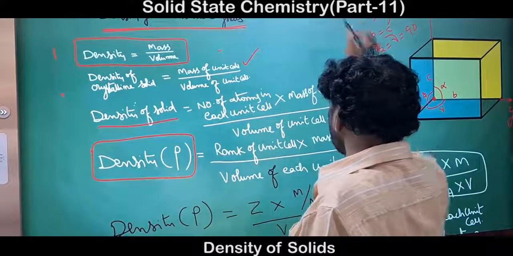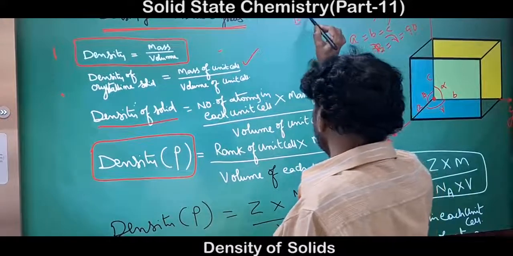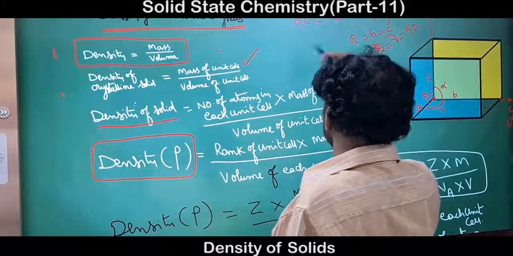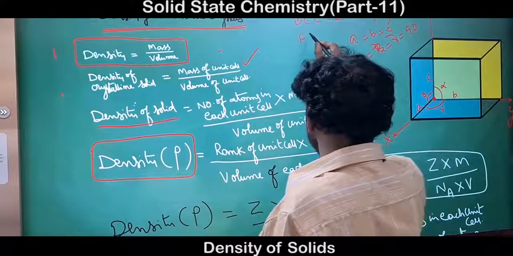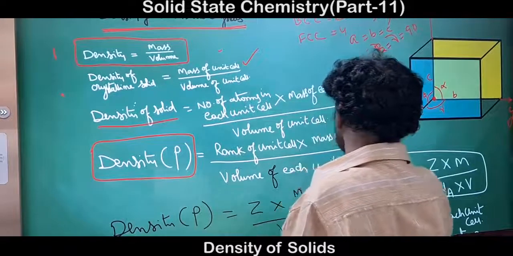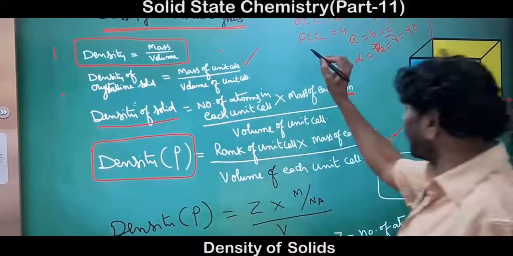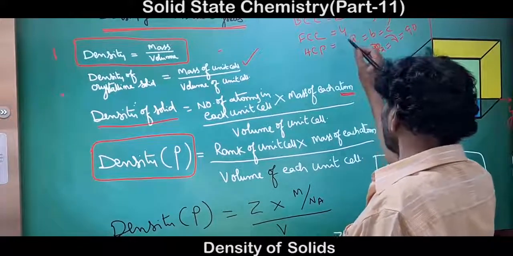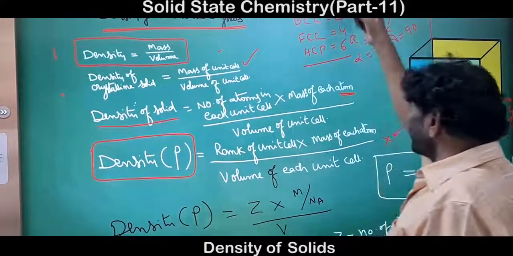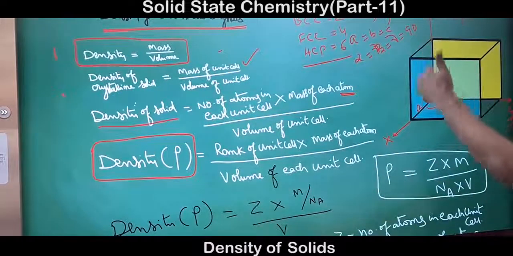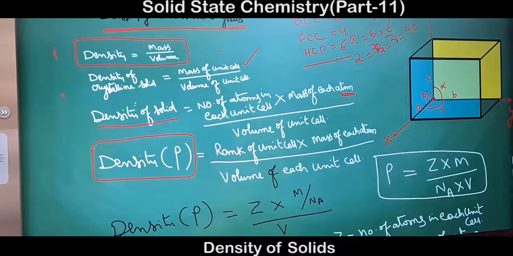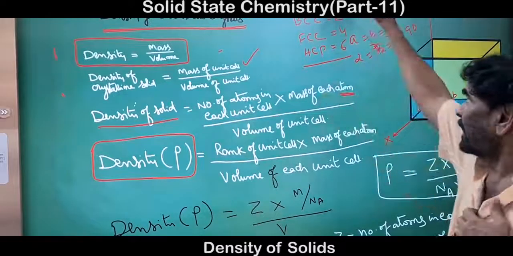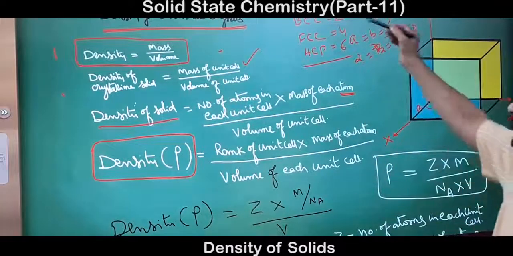For the SCC system, rank is 1. For the BCC system, rank is 2. For the FCC system, the number of atoms involved is 4. And for the HCP system, that is the hexagonal close packing system, rank is 6. These are the ranks, the number of atoms of each unit cell. If the lattice is made up of simple cubic systems, then rank is 1, each unit cell has only 1 atom.